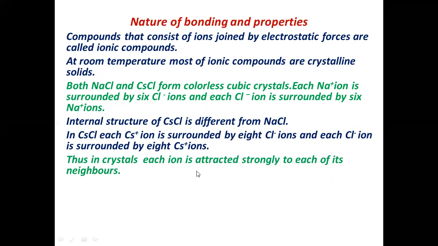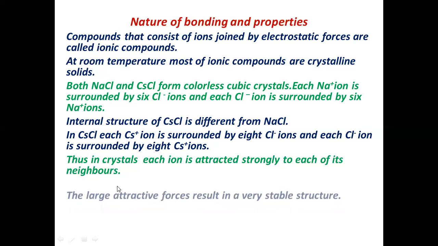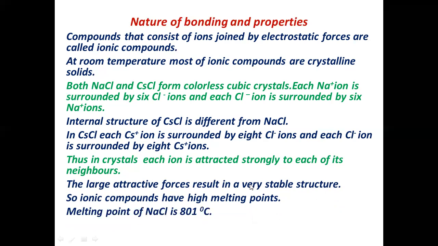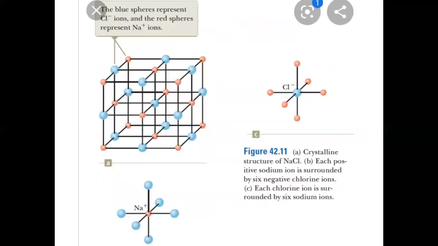Thus, in a crystal, each ion is attracted strongly to each of its neighbors. Definitely one ion will attract the oppositely charged ion strongly. The large attractive forces result in a very stable structure. If there is a greater electronegativity difference between the two ions, they will attract each other with a stronger force, and then they will form a stable structure. So ionic compounds, due to their strong forces of attraction, are very hard and have very high melting points. For example, the melting point of sodium chloride is 801 degrees centigrade, which is very high.